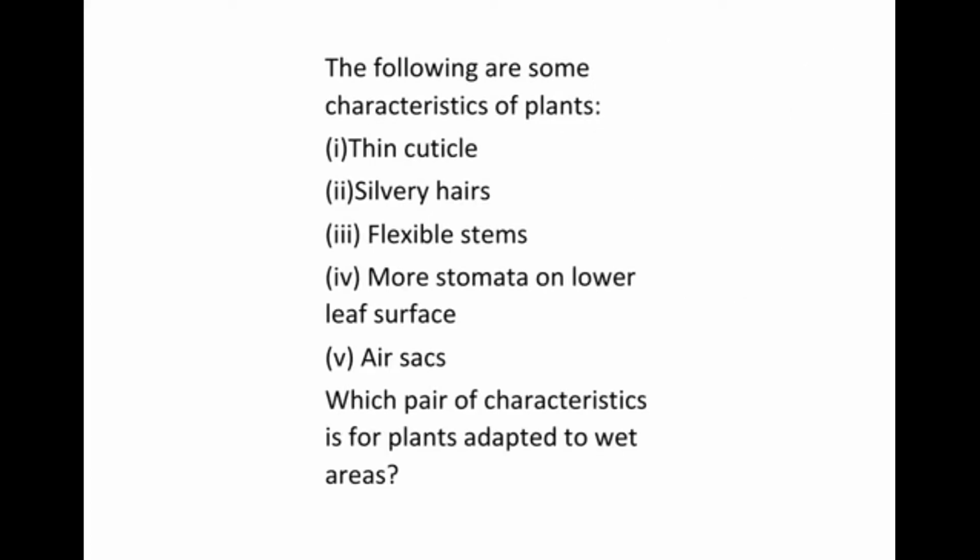The following are some characteristics of plants: thin cuticle, silvery hairs, flexible stems, more stomata on the lower leaf surface, air sacs. Which pair of characteristics is for plants adapted in wet areas? Plants in wet areas are called hydrophytes. These plants grow in areas that have a lot of water. For them to survive in such a habitat, they need to have the following mechanisms, or what we refer to as adaptations.